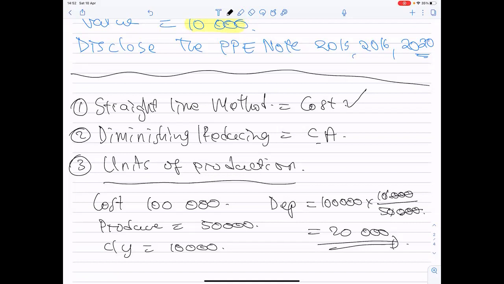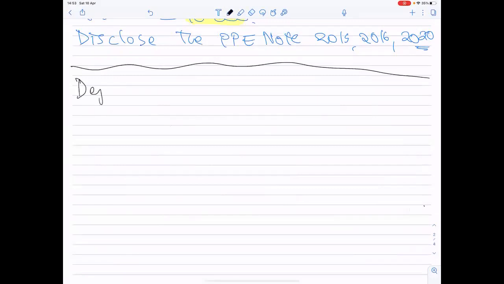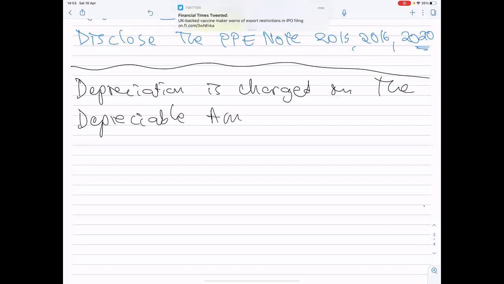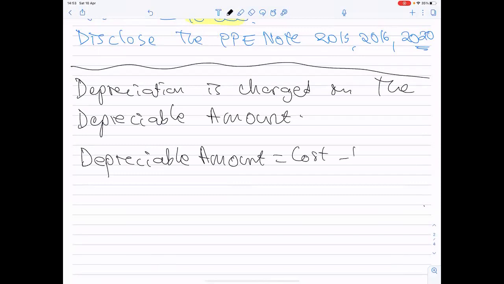So straight line, remember, depreciation is only charged on the cost. Now, how is depreciation calculated using the straight line method? Depreciation is charged on the depreciable amount. Are we together? And how do we calculate our depreciable amount? Our depreciable amount is equal to the cost minus the residual value. Do we understand? Our depreciable amount is the cost minus the residual value.